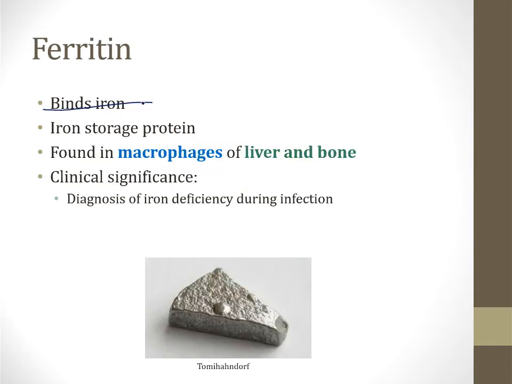Ferritin binds iron. It's the iron storage protein. You can find it in macrophages of the liver and bone, and it's an acute phase reactant, and this has clinical significance. In the videos in the hematology section, I talk about how the level of ferritin goes up in the setting of iron deficiency anemia. However, it's hard to diagnose iron deficiency during an infection or another important inflammatory condition, and that's because in those settings, the high ferritin level may be due to iron deficiency, but it could also be due to inflammation.